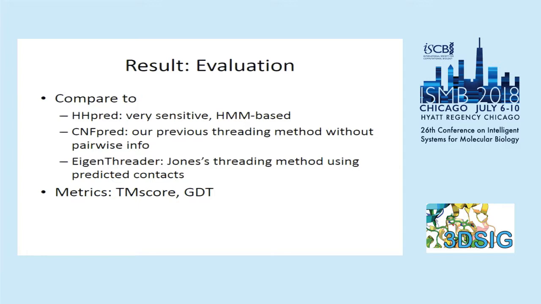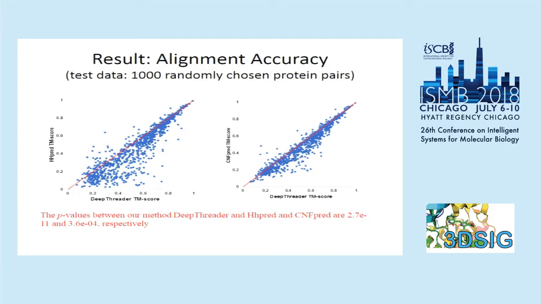We measure the quality of an alignment or a model by TM score and the GDT score. Here, in this talk, I'm going to show you the TM score. First, I randomly sampled 1,000 protein pairs, and then used all these threading methods to align them, to see how well we can align them, and then compare with HHpred. This picture compares with HHpred, and this compares with our CF-Pred. The major difference between our deep threading method and CF-Pred is that in our deep threading method we use pairwise information, but in CF-Pred we don't use pairwise information.